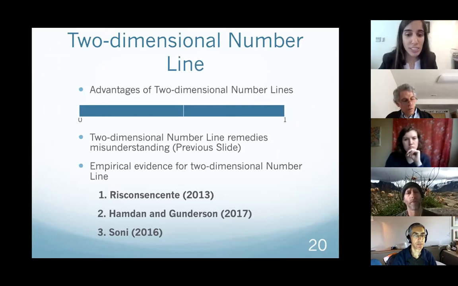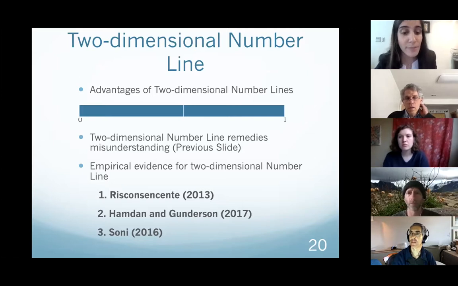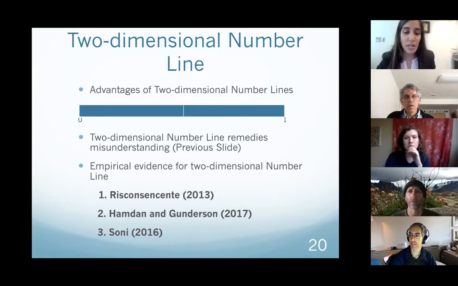So there is empirical evidence for the two-dimensional number line. Riccomini-Sente's study actually used Motion Math, which utilizes a two-dimensional number line, and the participants in that study improved. Hamdan and Gunderson also used a two-dimensional number line, and there was improvement seen there too. And the third one says Soni 2016. That was my study, where both the paper-pencil and the electronic versions used two-dimensional number lines, and the students improved there.